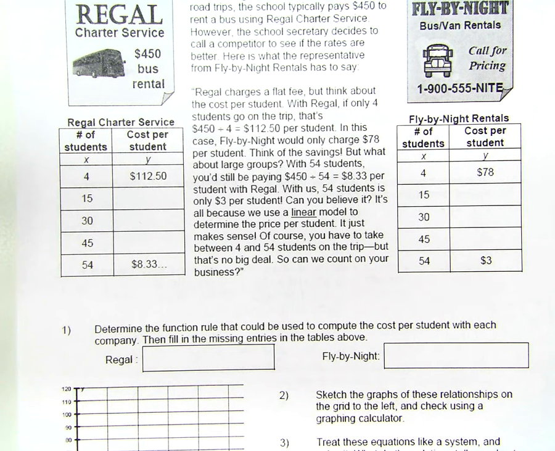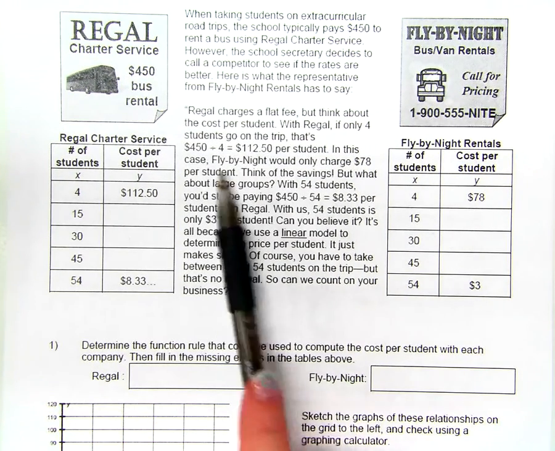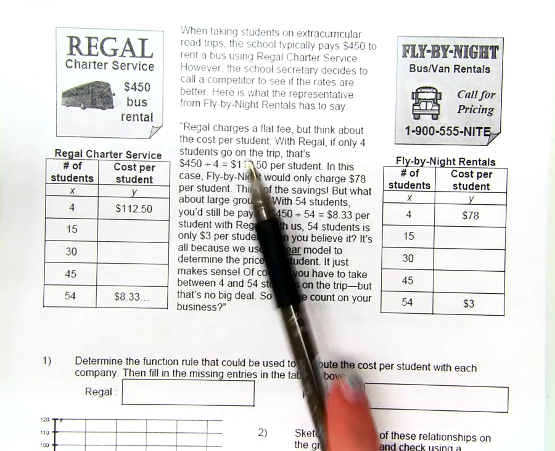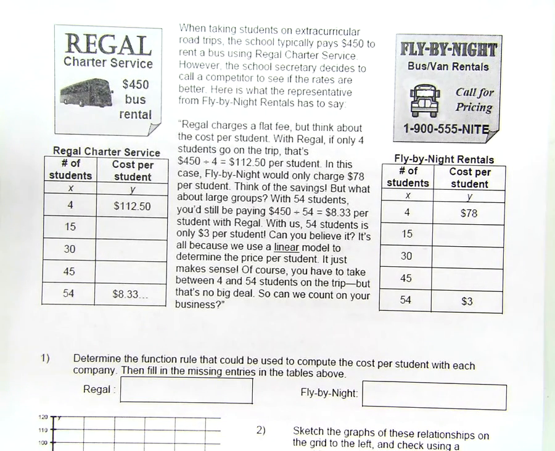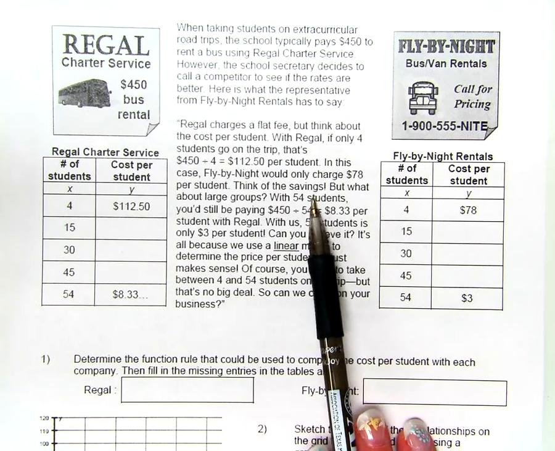Okay. When taking students on extracurricular road trips, the school typically pays $450 to rent a bus using Regal Charter Services. However, the school secretary decides to call a competitor to see if the rates are better. Here's what the representative from Fly-By-Night Rentals has to say. Regal charges a flat fee, but think about the cost per student. With Regal, if only 4 students go on the trip, that's $450 divided by 4, which is $112.50 per student. In this case, Fly-By-Night would only charge $78 per student. Think of the savings!